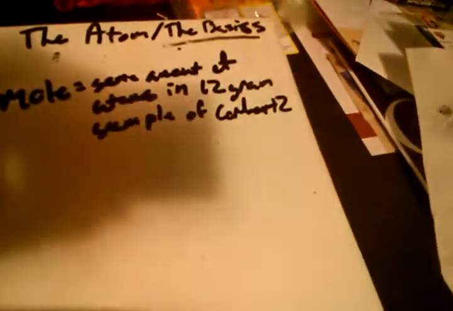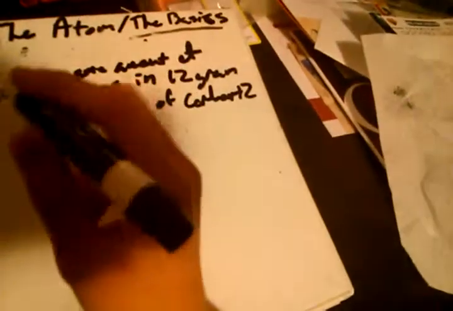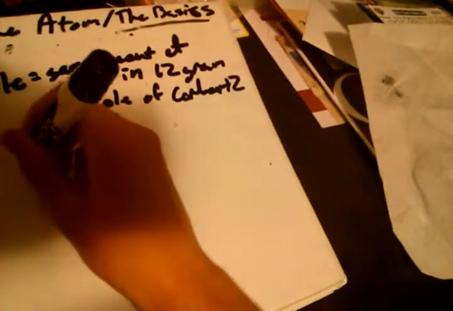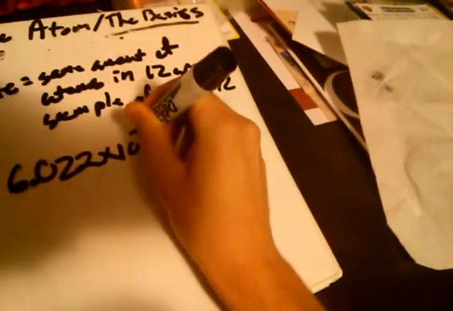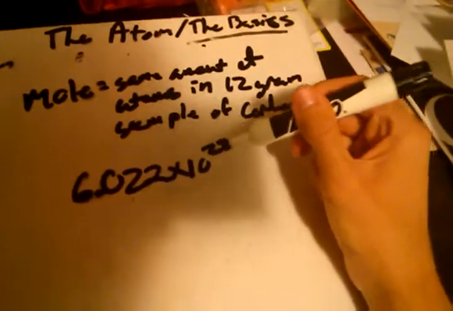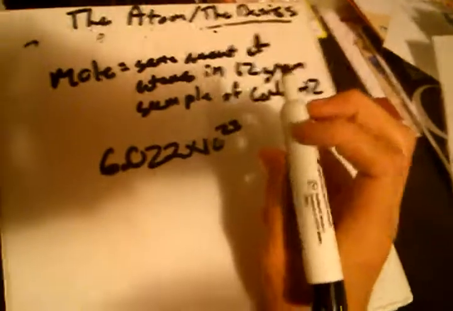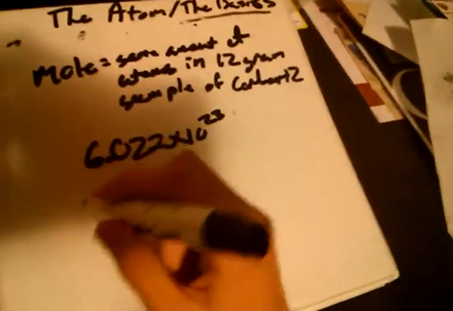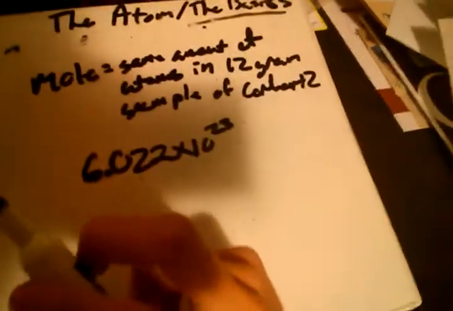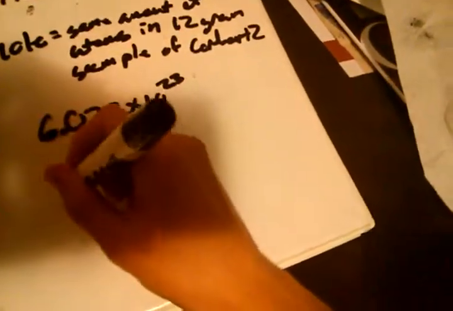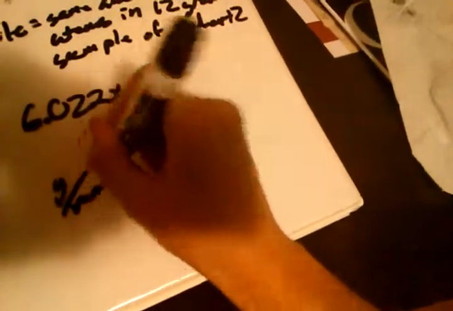Now that actually can translate to Avogadro's number, which is 6.022 times 10 to the 23rd. So you can see that's a very big number, because this 23 is not a negative, because we just learned our scientific notation, right? Now, let's do a quick little molar mass. Molar mass is basically the grams per mole of a substance.